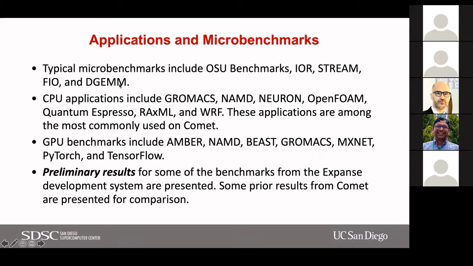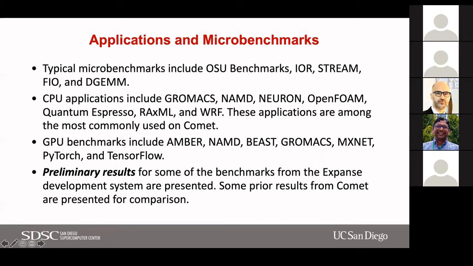Now, in terms of applications and microbenchmarks, we do this with pretty much all the new systems. We run a ton of microbenchmarks like OSU benchmarks, IOR, Stream, FIO, DGEMM. And then we also have a suite of applications that are quite commonly used. On our systems, GROMACS, NAMD, Neuron, OpenFOAM, which is a fluid dynamics code, Quantum Espresso, RAxML, which is a phylogenetics code, and WRF, which is a weather code. Similarly on the GPU side, we see a lot of Amber, NAMD, BEAST, and a lot of machine learning usage. So these are the kind of benchmarks we run.